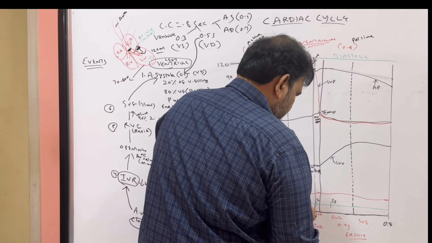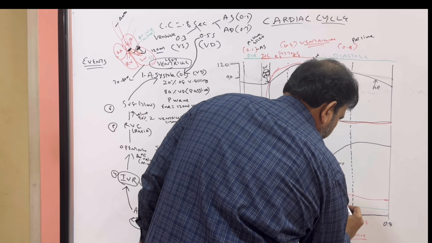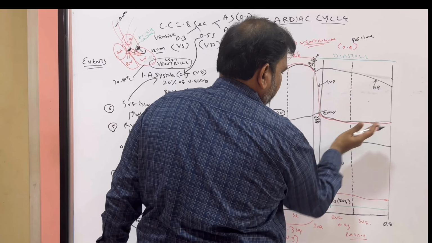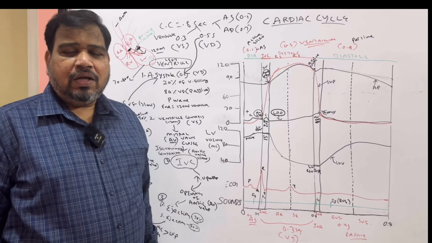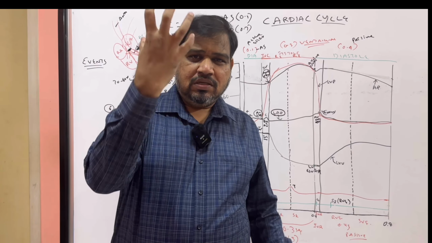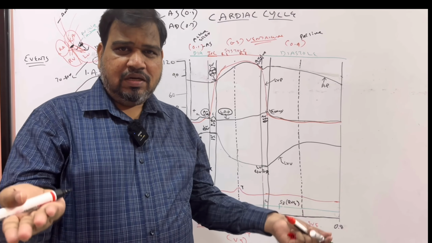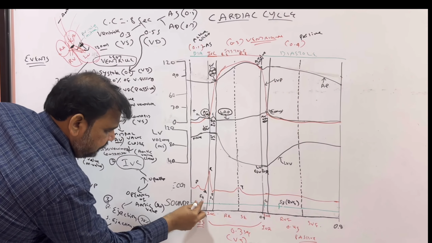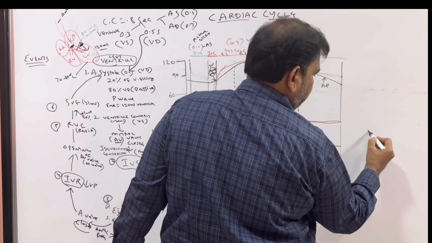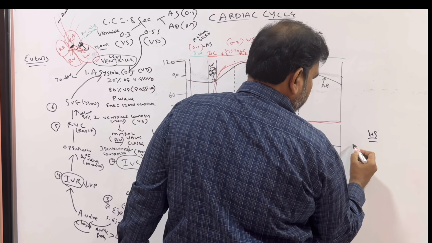S3. So the third heart sound is due to rapid ventricular filling, and you can see the ventricle is filling and volume is increasing. So the third heart sound occurs in diastole. Diastole means what? The ventricle is filling. So you can write, the fourth heart sound is due to what? Atrial systole. You can see here, AS, atrial systole, fourth heart sound. Very simple. So even the heart sounds we are getting in this diagram.